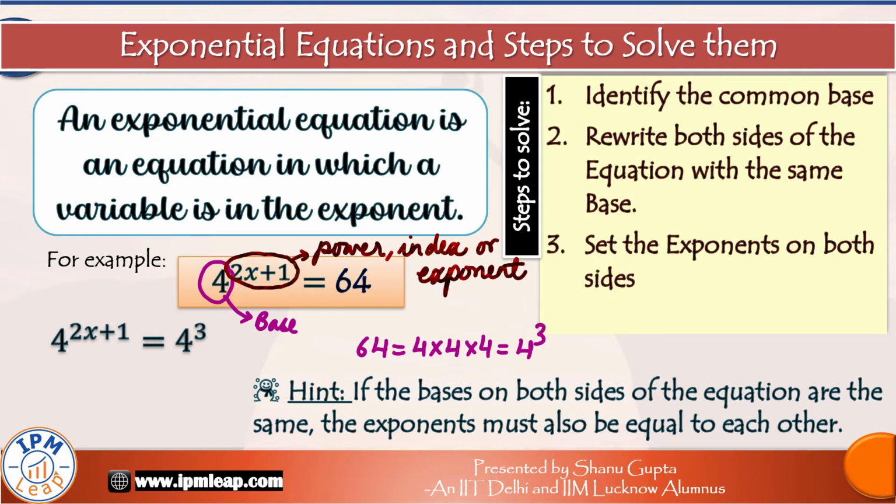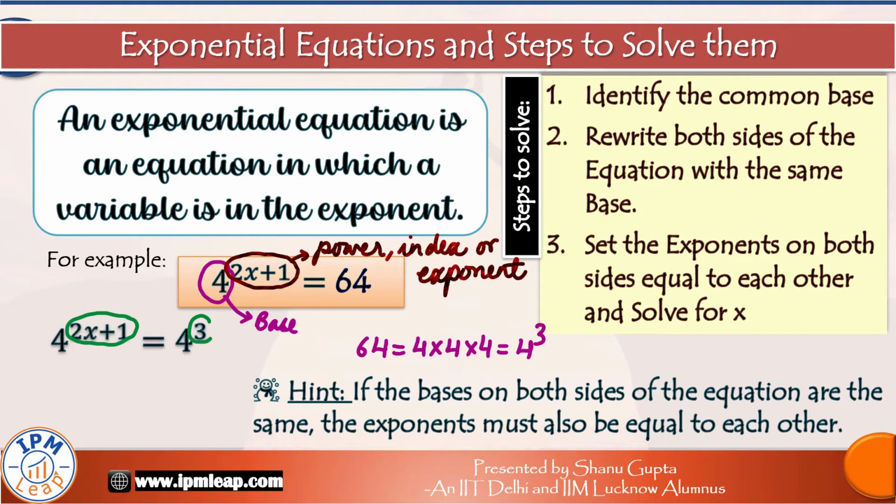So the third and the last step is to set the exponents on both sides equal to each other and solve for the value of x. The exponents are 2x plus 1 and 3. Let's equate them. 2x plus 1 is equal to 3. 2x is equal to 2, and that means x is equal to 1. That solves our equation. Let us practice these steps on a few more questions.